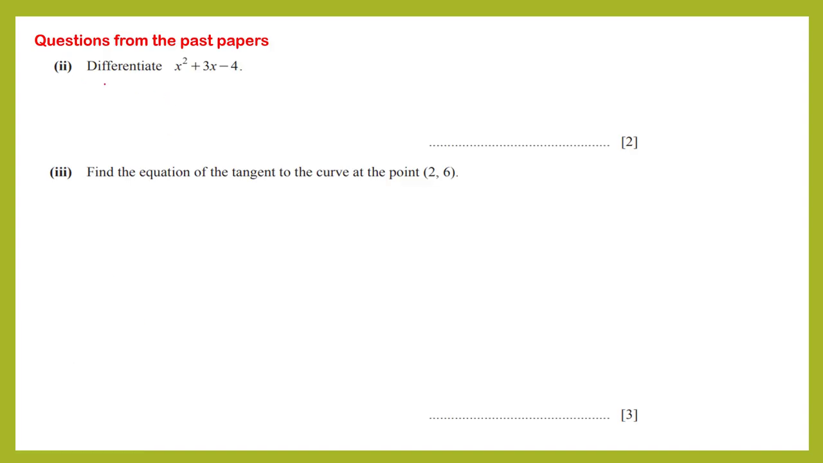We need to find, the first part says differentiate x squared plus 3x minus 4. Then we need to find the equation of the tangent to the curve at the point 2 and 6.